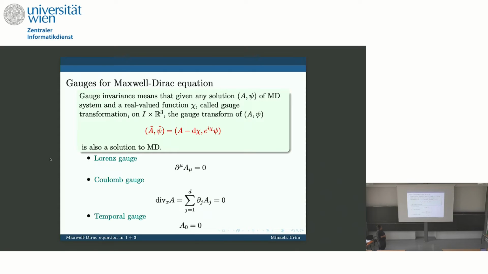I also can make this column gauge, which has its perks. Personally, I did not work with it. So it's just assuming that the spatial divergence holds, so this is equal to 0. And you can also have this temporal gauge where you only assume that at the initial time, your A is equal to 0. So those have potential usefulnesses in different contexts. For us, Lorentz gauge is going to be the one that we're going to stay with.